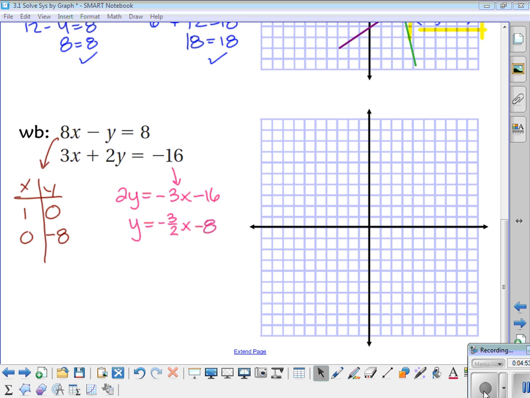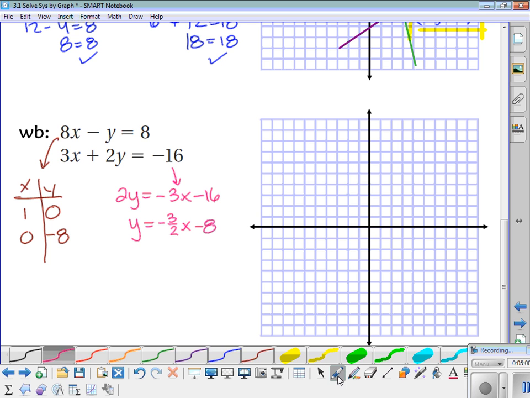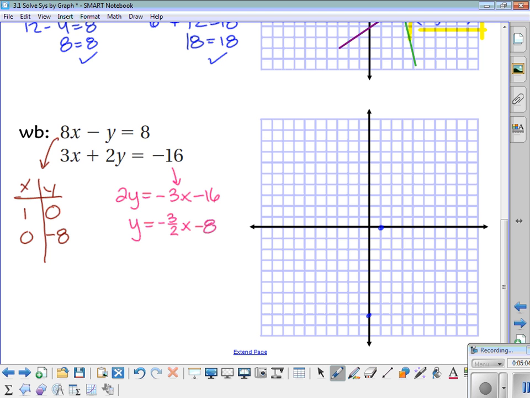Okay, so the first one works to use intercepts. If we use the intercepts, the x-intercept is 1, and the y-intercept is 8. That line there. And then the other one, you can do the intercepts, but it comes out as fractions.